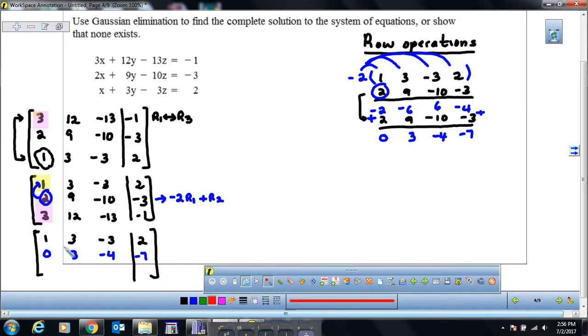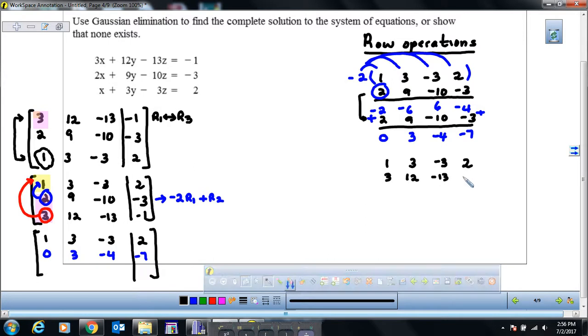Now, the next thing, we need to make the 3 a 0. To make the 3 into a 0, we need to also add it to the equation that we turned into a 1, which is the first equation. It's going to be 1, 3, negative 3 and 2 needs to be added to the third equation, which is 3, 12, negative 13, and negative 1. So first, to make it into a 0, I need to multiply the 1 by the opposite of 3, which is negative 3. So I multiply the negative 3 to all of these values.